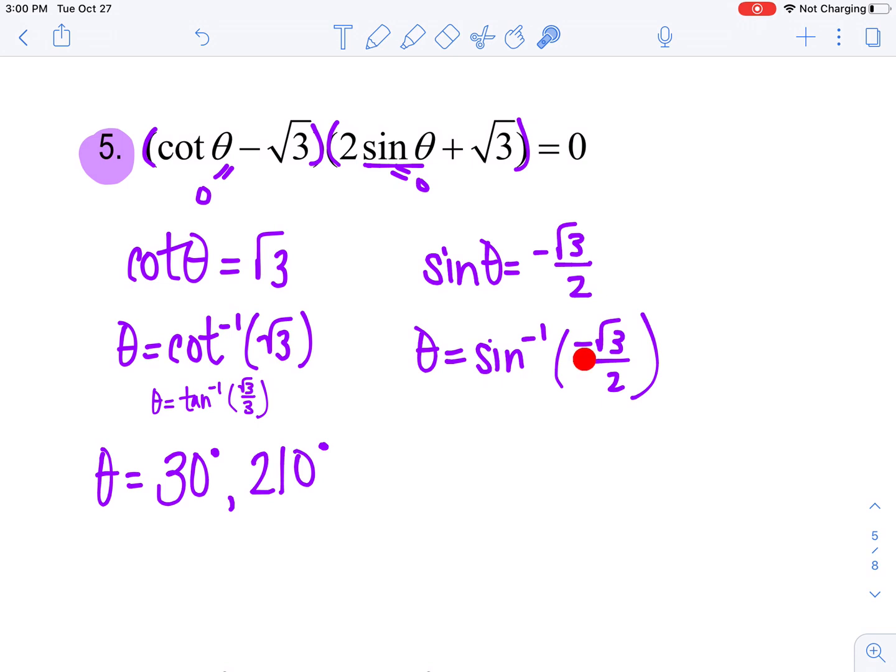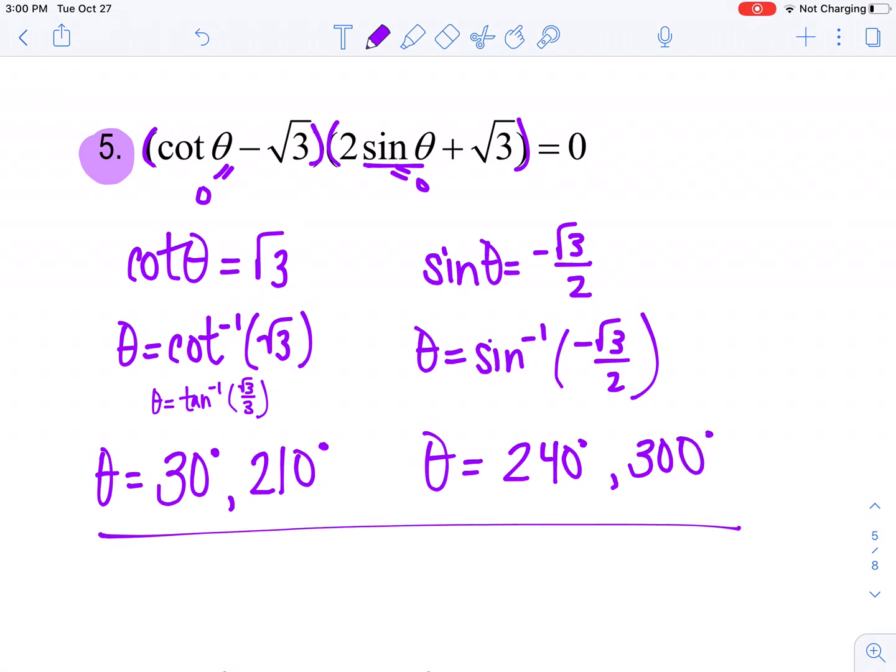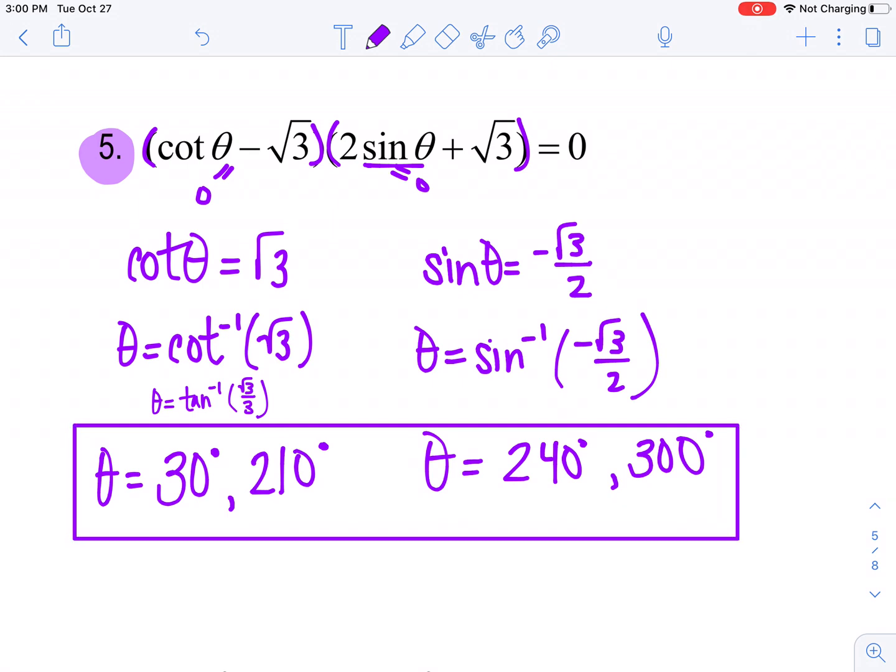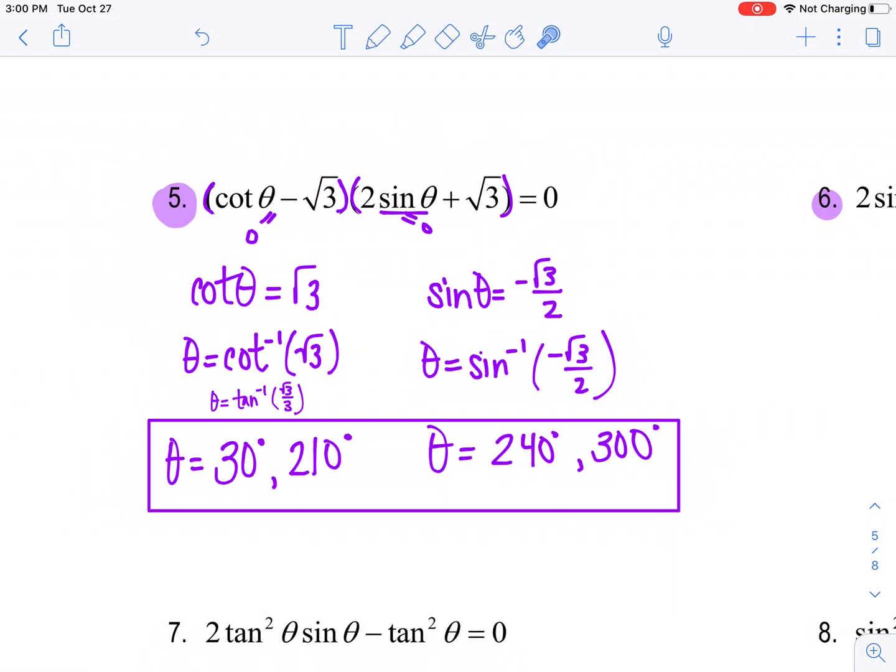So sine is negative in the third and fourth quadrants. Sine of root 3 over 2 is a 60-degree reference angle, so that's going to be at 240 and 300 degrees. So we're able to solve for all four solutions here. Again, the original equation was already factored, so we just had to set the individual factors equal to 0.